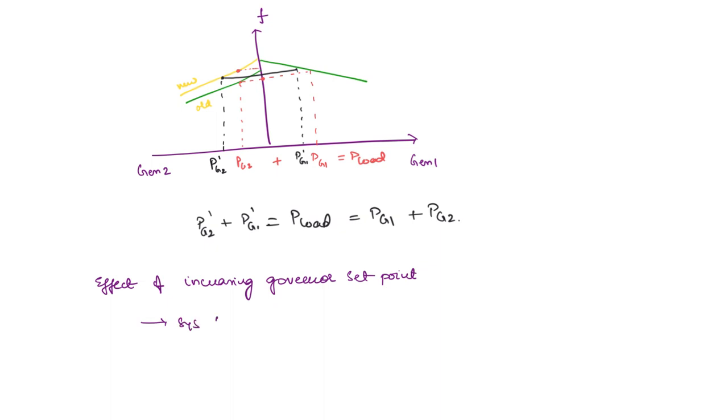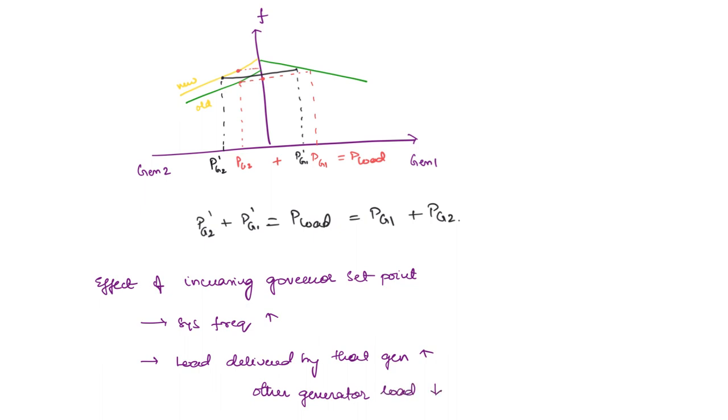The system frequency is increasing, so the load delivered by that generator will increase while the other generator's load sharing will reduce. A similar effect will be there for the terminal voltage and the reactive power. So this is the real power and frequency, and what we are using here is the governor control.